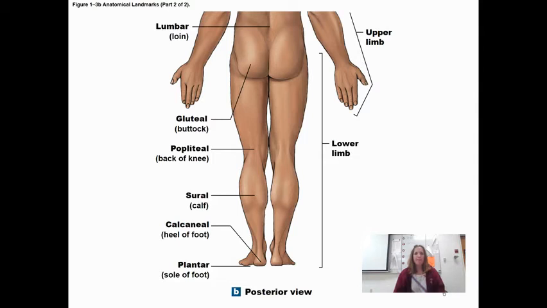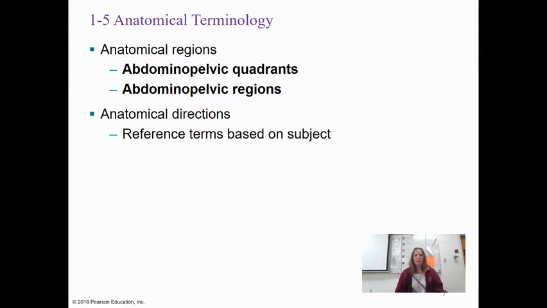Anatomical terminology, this is not too bad. We're going to divide the regions and play tic-tac-toe. So there are abdominal pelvic quadrants and abdominal pelvic regions. And I'm also going to go over anatomical directions that are going to reference terms based on the subject and what body part we're talking about.